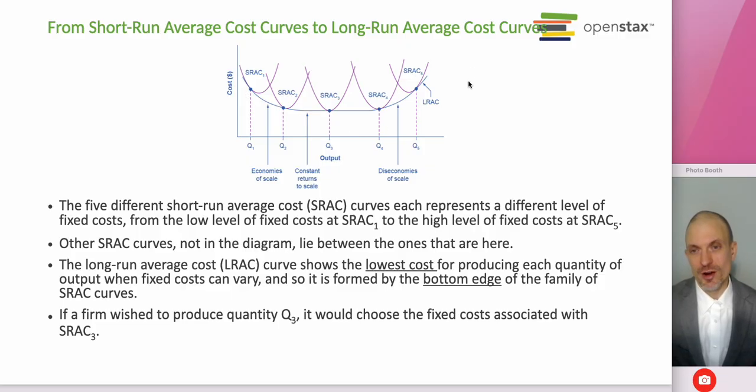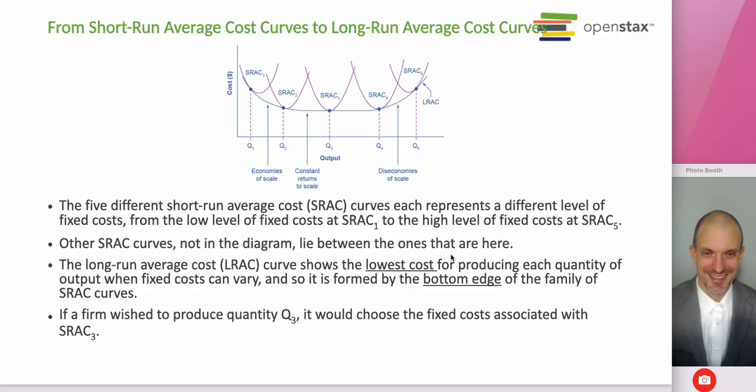In the long run, all costs are variable. So I'm effectively selecting which of the 5 curves I want to be on. There's actually infinitely many curves along here, but we drew 5 according to which scale of production I want to use. Right, so this represents the different level of fixed costs from the low level of fixed costs at SRAC 1 to the high level at SRAC 5. Other short run average cost curves lie between them.